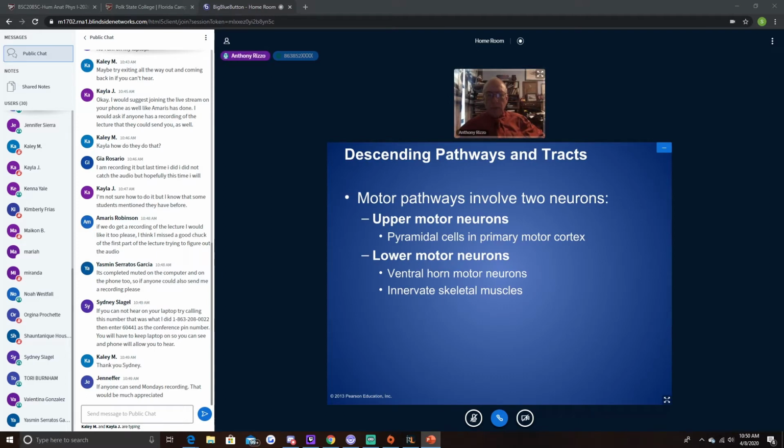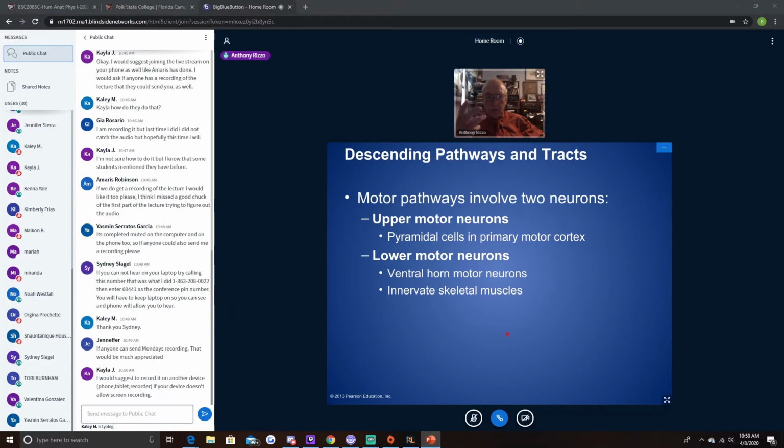Now, the one thing about the, remember, ascending pathways are three neurons. A first-order neuron, a second-order neuron, and a third-order neuron, okay? Descending pathways are only two neurons. There's only two neurons, and we call them the upper motor neuron and the lower motor neuron.